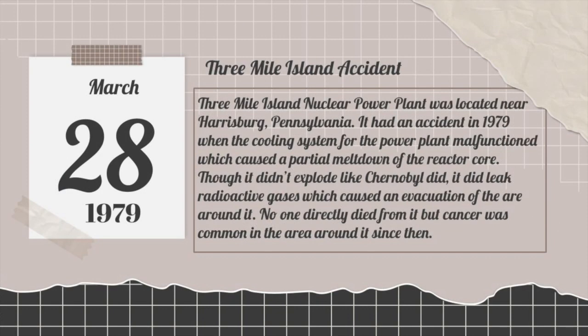1979, Three Mile Island accident. The Three Mile Island nuclear power plant was located near Harrisburg, Pennsylvania. It had an accident in 1979 when the cooling system for the power plant malfunctioned, which caused a partial meltdown of the reactor core. Though it didn't explode like Chernobyl did, it leaked radioactive gases, which caused an evacuation of the area around it. No one directly died from it, but cancer has been common in the area around it since then.